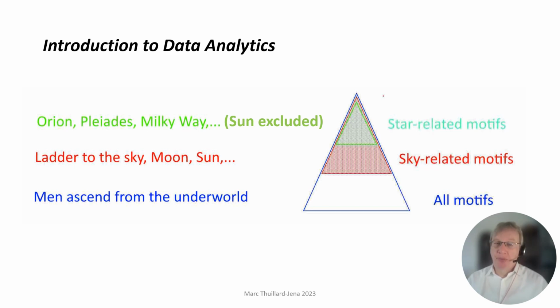I've analyzed 2 subsets also of this big data. One subset related to the sky. It can be very broad motifs, like on thunder, on the cloud, how you get to the cloud, how you get to the sky, if you have a ladder, about the moon, about the sun. And a second, even smaller subset of star-related motifs. It's more specific here. It's about Orion, about the Pleiades, Milky Way. So you exclude here all the sun and moon motifs.